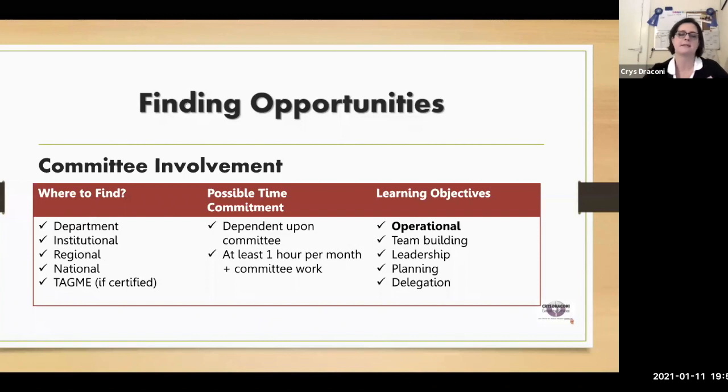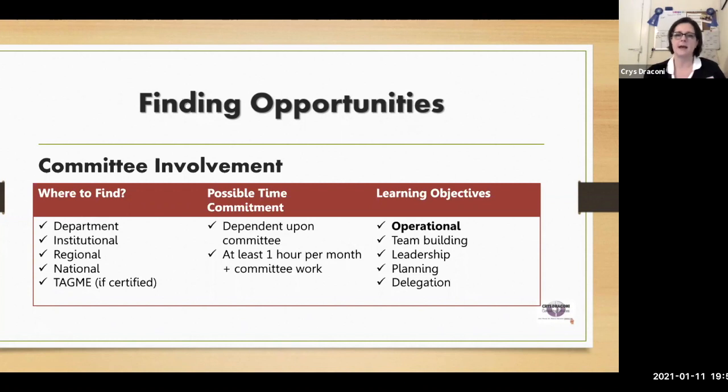So time commitments depend on the type of committee and its length and things like that. But usually at the very least, it's 1 hour per month. So they have that hour that they're meeting and deciding what they're going to do next. And then there may be some committee work.